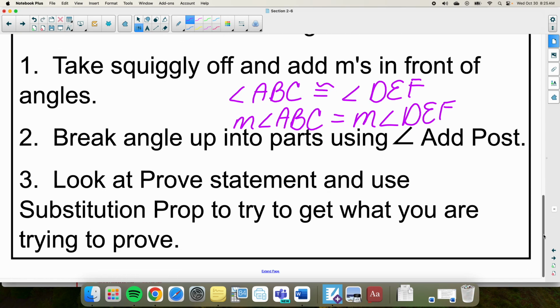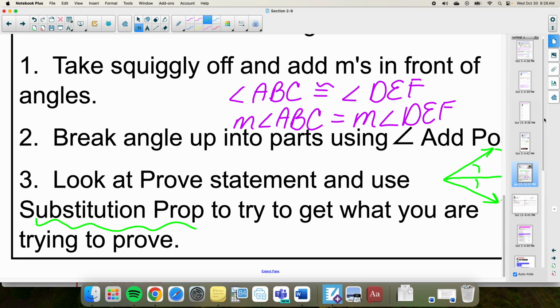Then the other thing, if you get stuck, don't forget that if an angle has 2 angles inside of it, you can take that angle and say that this plus this equals the whole thing. Once you get to that point, that's when I suggest you look at your proof statement and see if that gives any tips as to what you can do. But what you're going to have to do there is use substitution as your next step to try to get to that proof statement, okay?